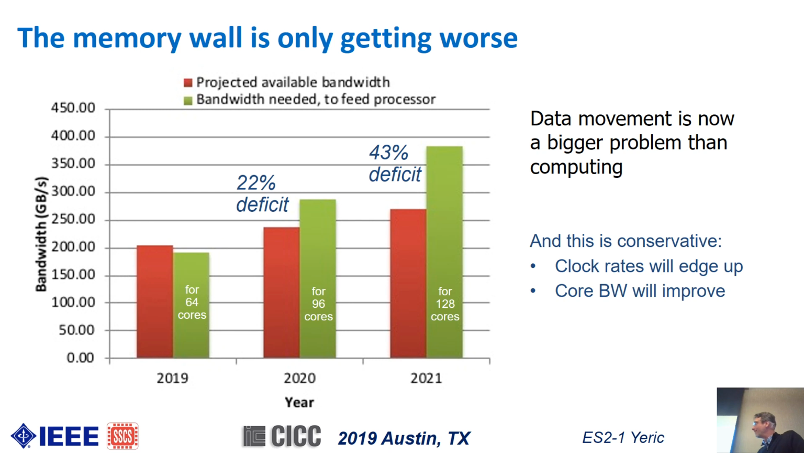So this is just an example of some calculations of anticipated core frequency versus anticipated DRAM standards in frequency. And we're projecting that we're going to continue to have these big problems just feeding data into these big multi-core chips from just a memory standpoint.